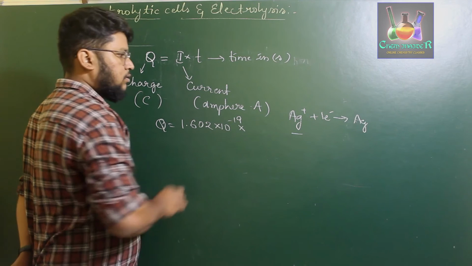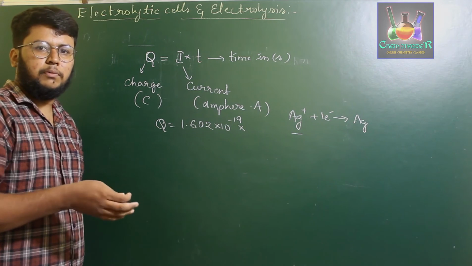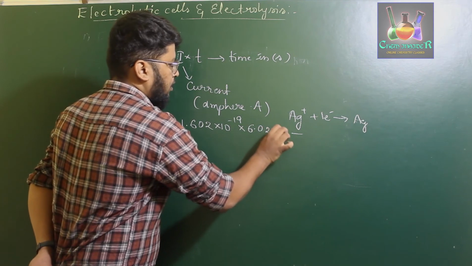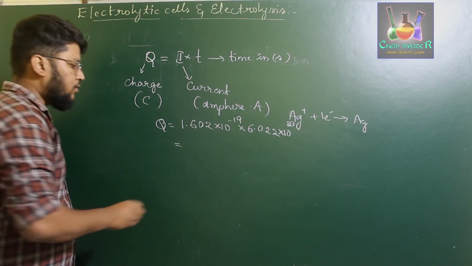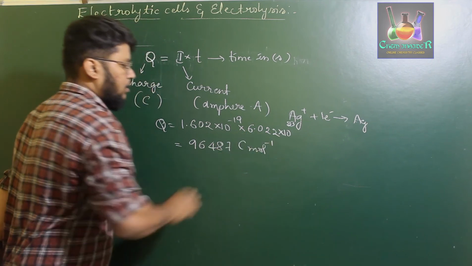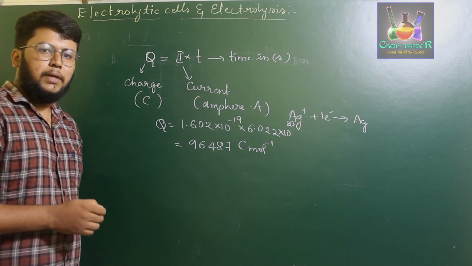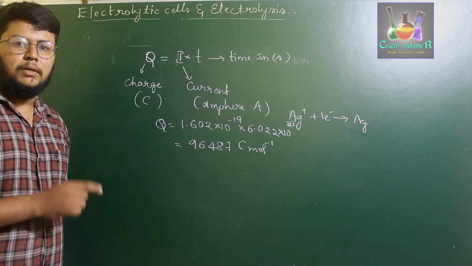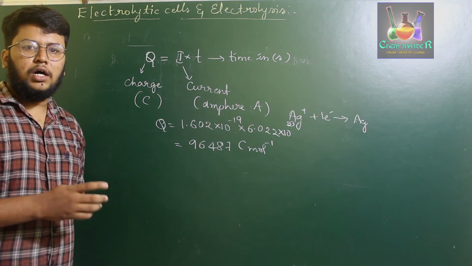And the number of moles: 1 mole of electrons is used. Now 1 mole of electrons contains 6.022 into 10 power 23 electrons, right? On multiplying these two, we get the value 96,487 coulombs per mole. That means if you supply a charge of 96,487 coulombs per mole, then it might oxidize or reduce 1 mole of ions.